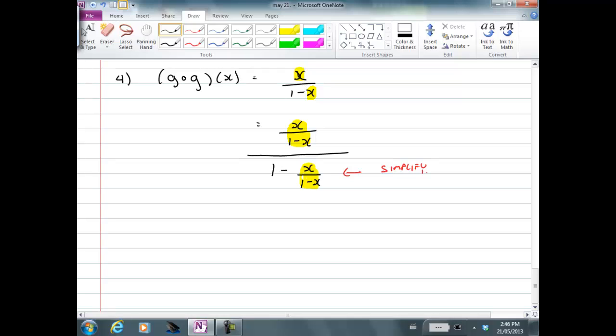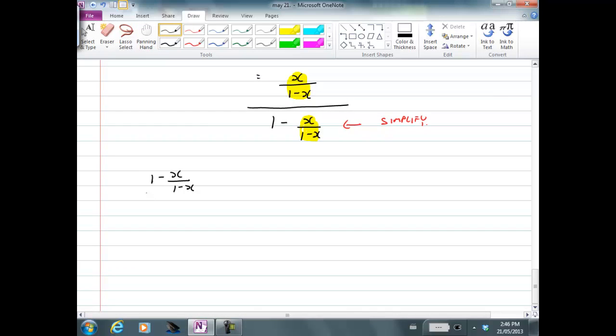So I'm going to simplify. Again, I'm going to write somewhere on the side. This is what you just have to do. I'm going to simplify this. Common denominator. Common denominator is 1 minus x, which is 1 minus x over 1 minus x, over 1 minus x.